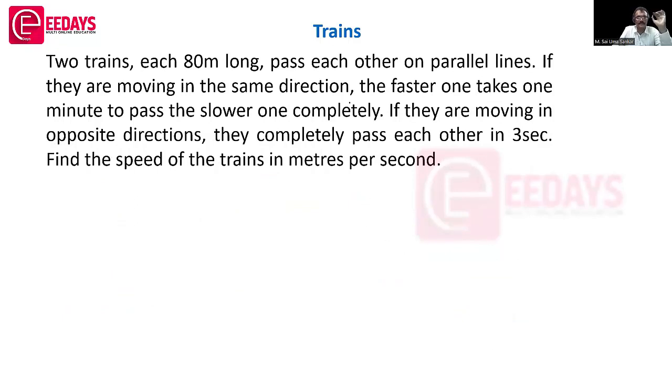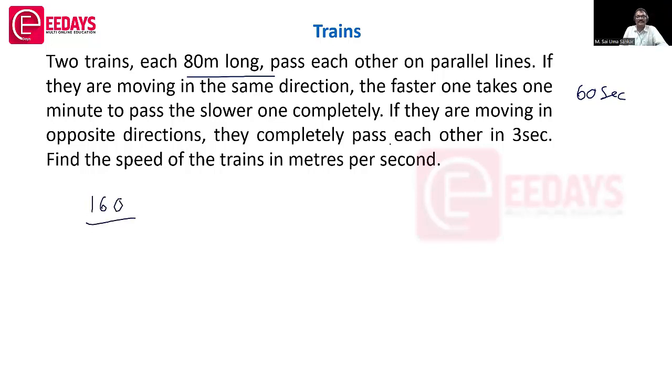Next question. Two trains each 80 meters long pass each other on parallel lines. If they are moving in the same direction, the faster one takes 1 minute to pass the slower one completely, that is 60 seconds. Next, if they are moving in the opposite direction, they completely cross each other in 3 seconds. Find the speed of the trains in meters per second. Obviously, each is 80 meters long. So what is the total? 160, right?